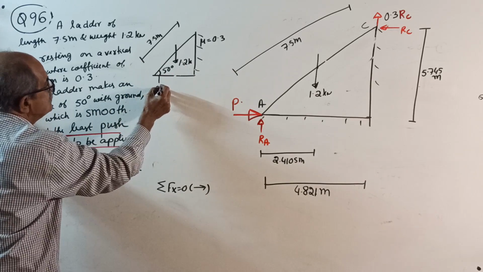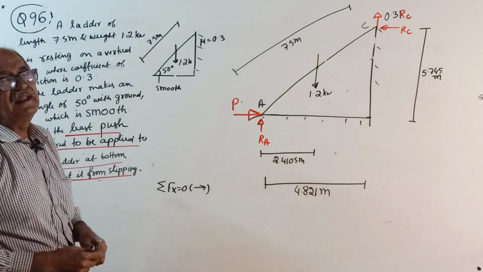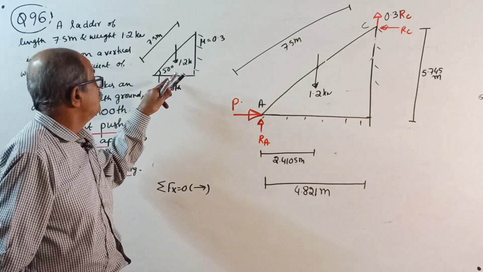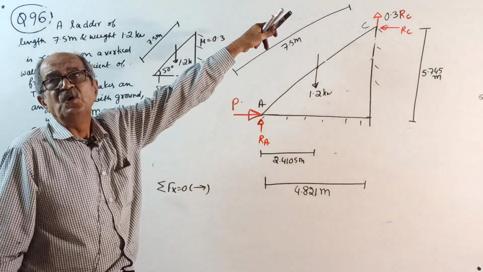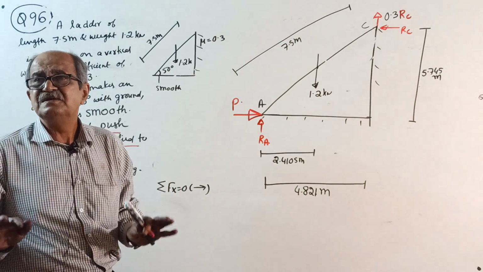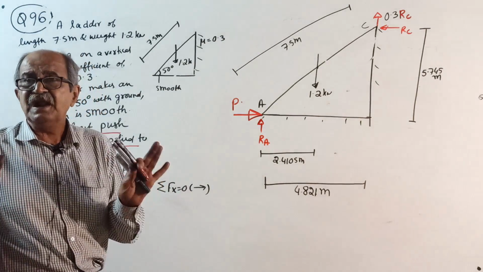Oh, this is smooth. Very, very important. So now you know it. This ladder can never stand as it is. Why? I told you, if the ground is rough and the wall is smooth, you can manage, up to some limit. But if the ground is smooth, some extra effort is required.